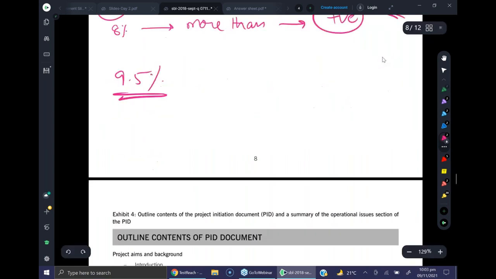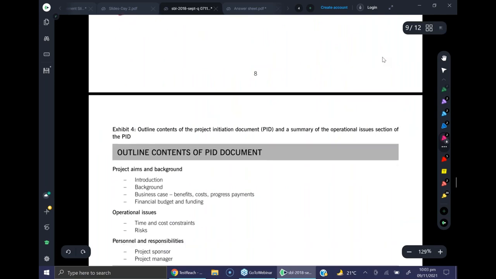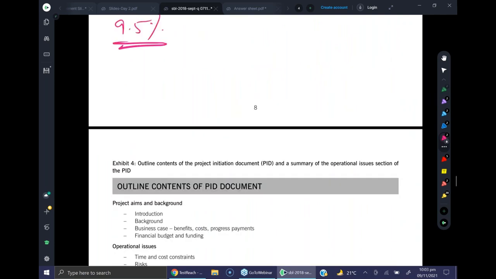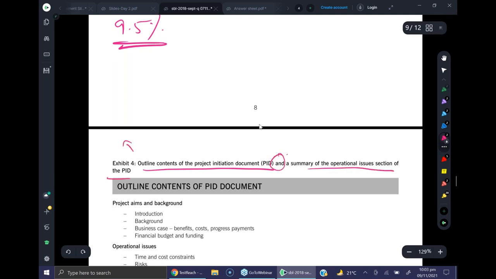Okay, guys. Exhibit 4. Exhibit 4 is the outline contents of the project initiation document and a summary of operational issues. Does this ring a bell? Which requirement? Can everyone tell me? It's also an important part of reading the case study, that I'm able to figure out which exhibit belongs to which requirement. Sometimes one exhibit has information for multiple requirements, sometimes it's relevant to only one requirement. So this one looks like what? Okay, more answers are welcome.